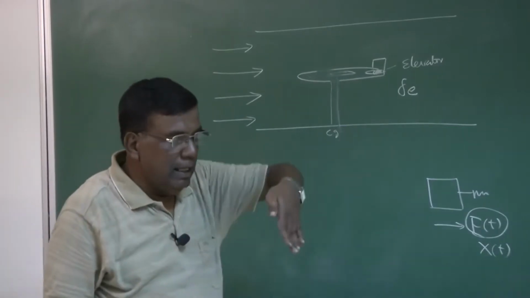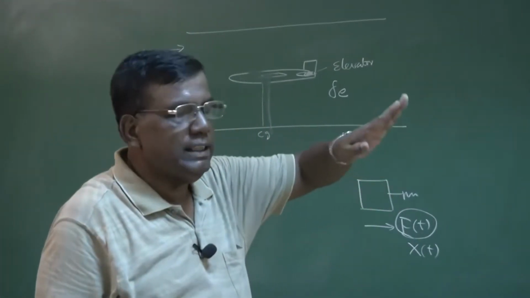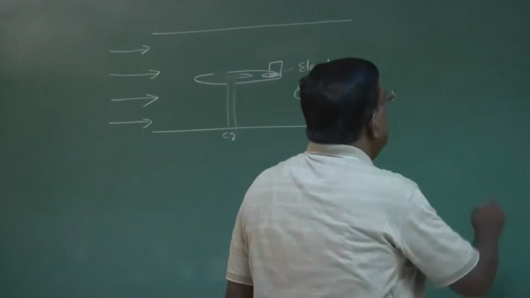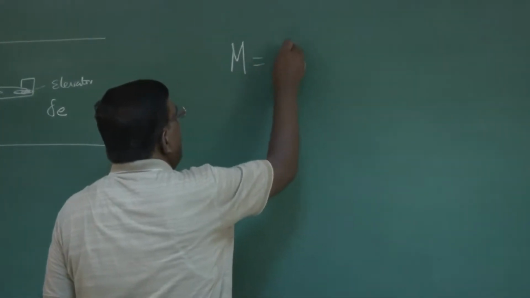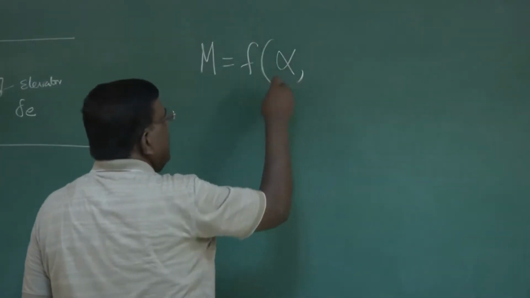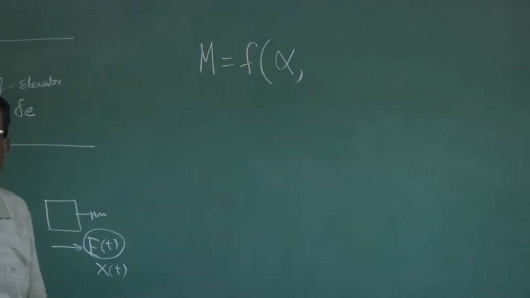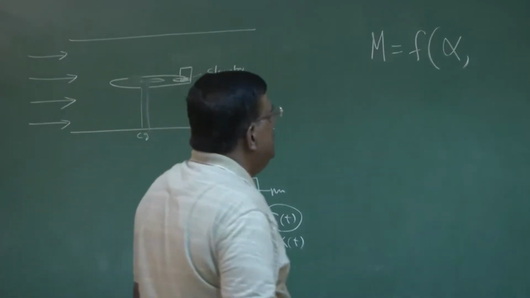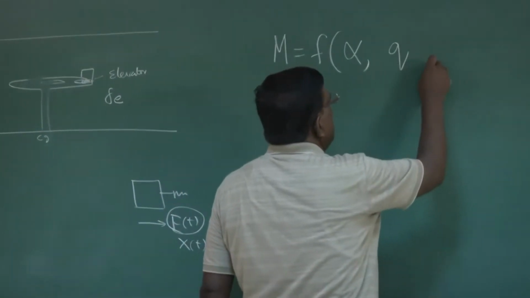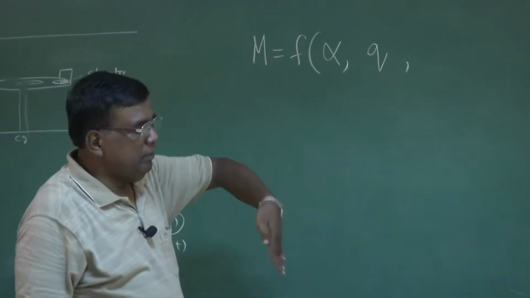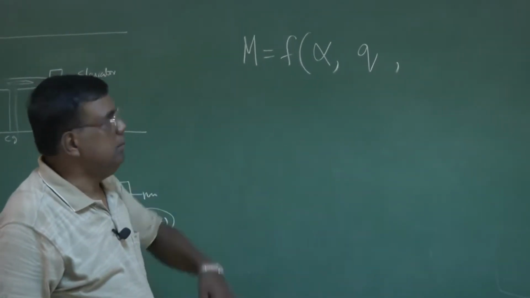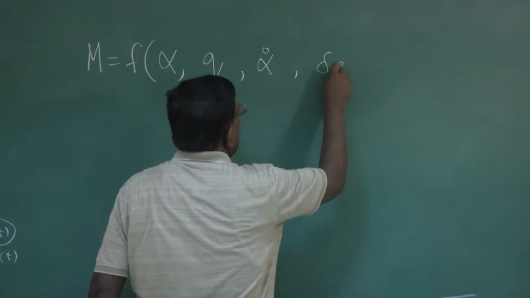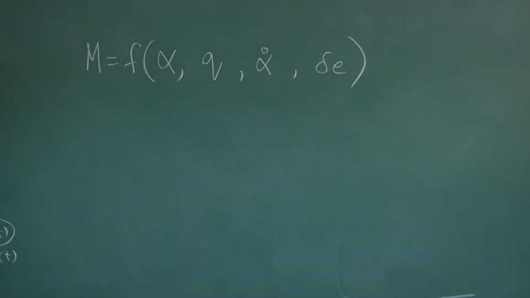What type of moment? What is this moment called? Moment about the y-axis. This is pitching, so this is called pitching moment, right? And if you recall, this pitching moment will be a function of alpha, the angle of attack. You know what is angle of attack? Angle of attack is the angle between the chord line and the velocity vector, right? Then it will be a function of q, that is the pitch rate, at which it is oscillating, a function of alpha dot, and I am putting delta E. We have done all this in our last course.